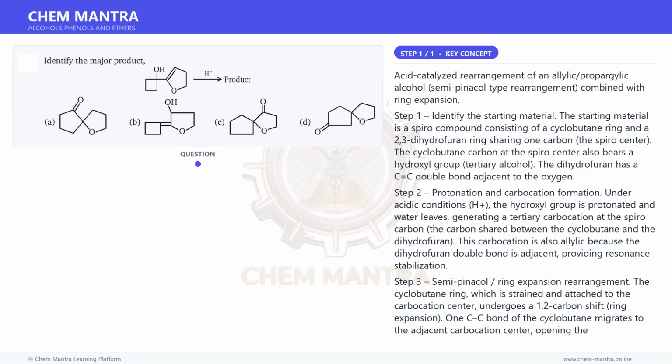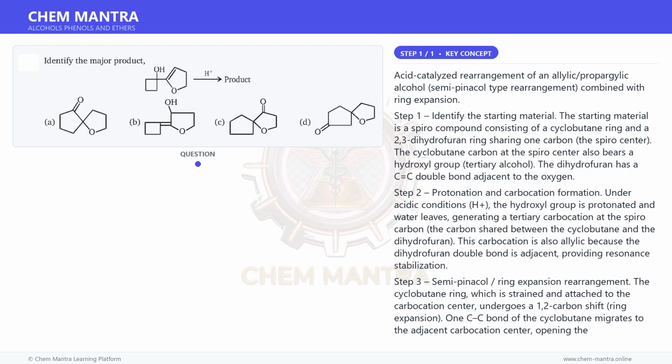The positive charge is quenched by the adjacent oxygen lone pairs, forming an oxocarbenium which loses a proton to give a carbonyl. The product is a spiro-bicyclic compound with one 5-membered ring containing oxygen, tetrahydrofuran derived, and one 5-membered carbocyclic ring bearing a ketone, matching option A, a spiro[4.4]nonane framework with an oxygen in one ring and a ketone, an oxaspiro-bicyclic ketone.